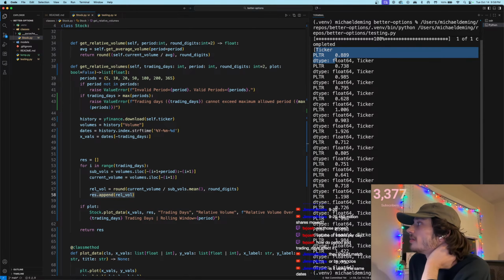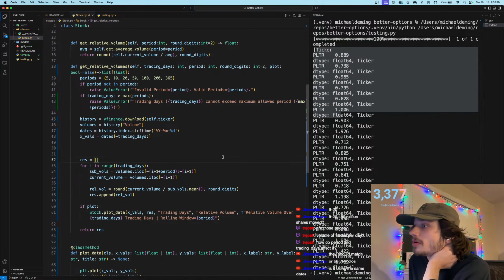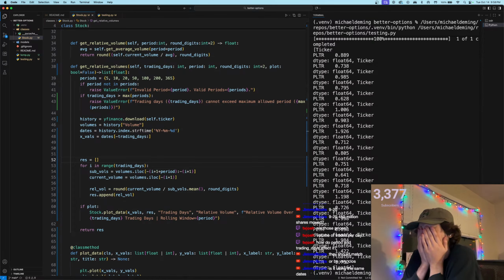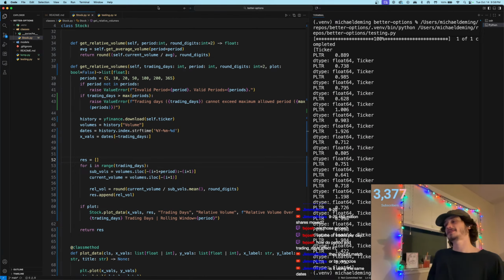Ticker Palantir. What? Why isn't it working? I don't know what's going on. I gotta be done. My brain hurts, really bad. I want to fix this, but I don't have the energy right now.